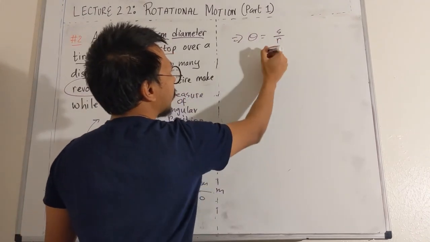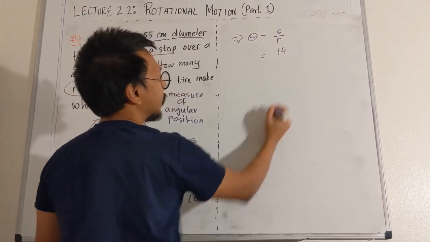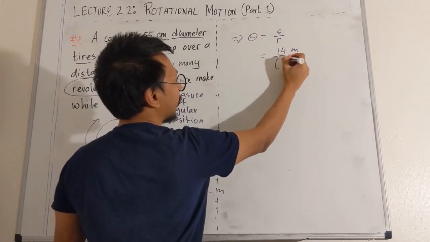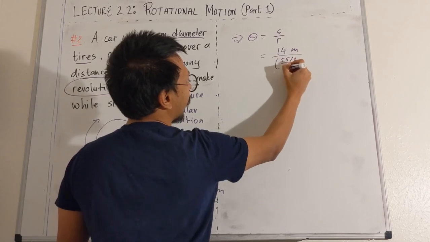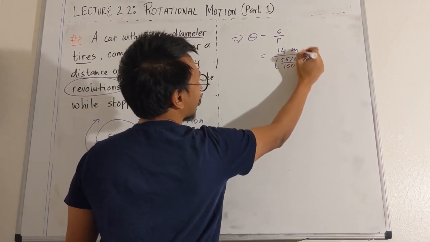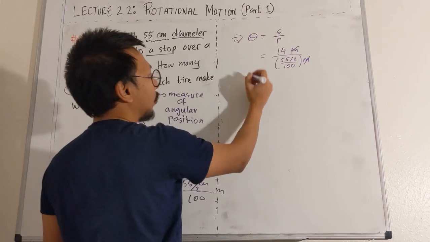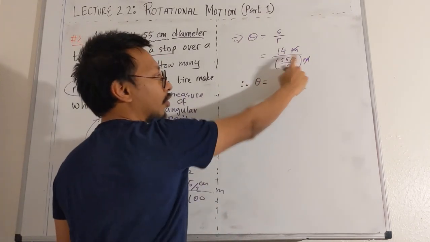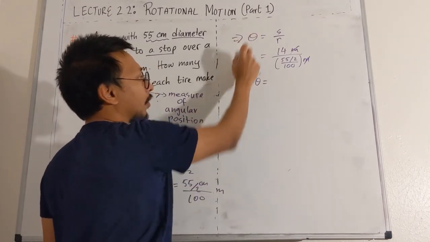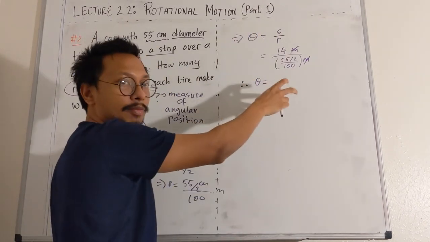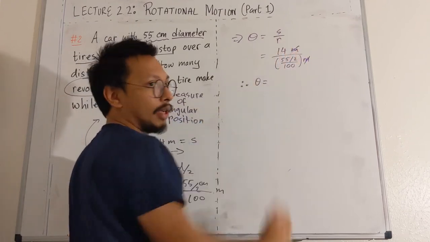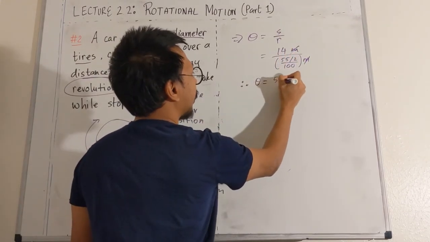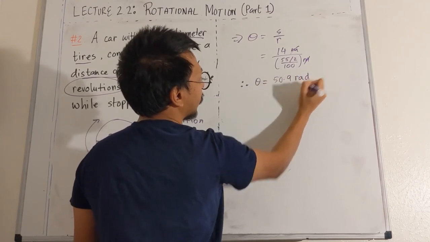What is S? S is 14 meters. And R is 55 over 2 over 100 meters. So the meters go away. When you have meters over meters, your measure of theta for physics problems like these should always be in radians. So this comes out to be 50.9 radians.